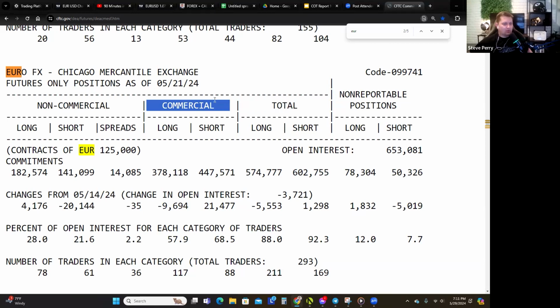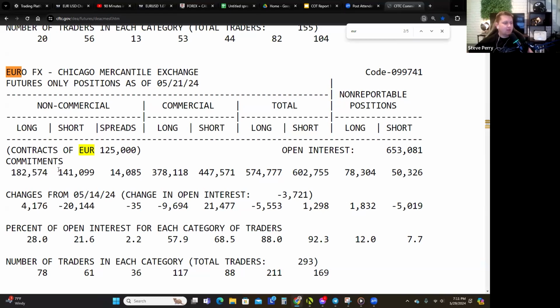now that we don't need to worry about commercials, we'll just worry about non-commercials, which are the large speculators. And you can see longs. So this is how much they're buying and this is how much they're selling. So right now, as of this last report, these big banks in the United States have 182,000 contracts long on euro futures, and they have 141,000 contracts short on euro futures. So what that means is, generally speaking, the banks have been buying the euro overall because there are more long contracts than shorts.